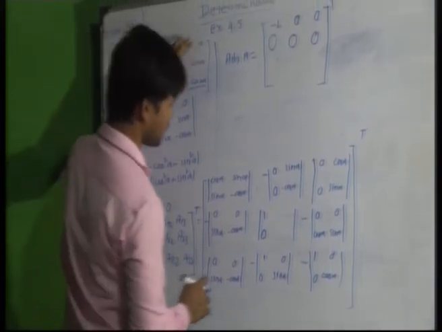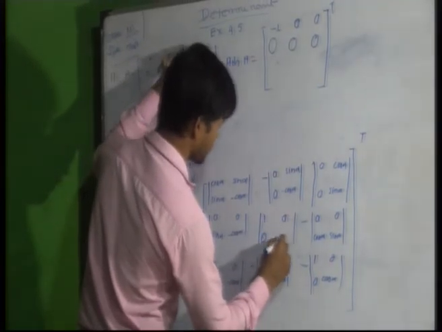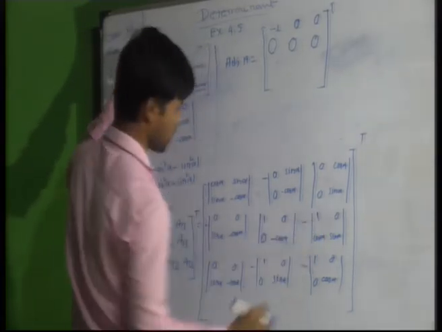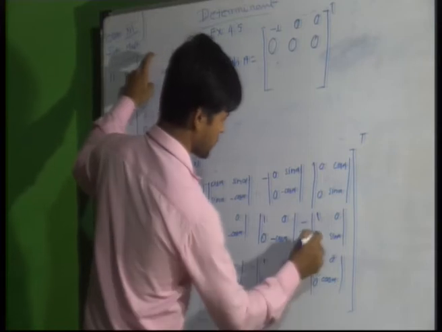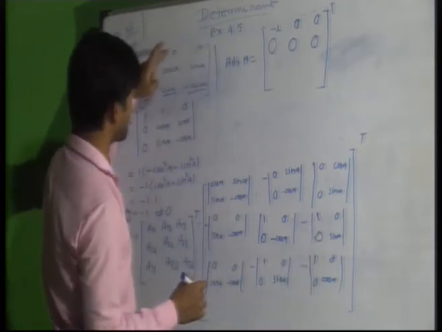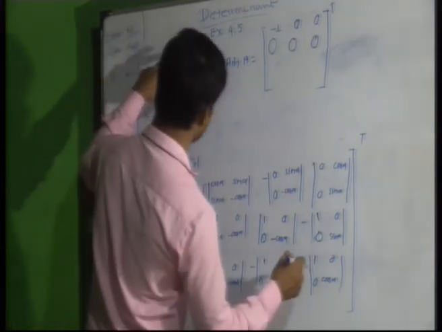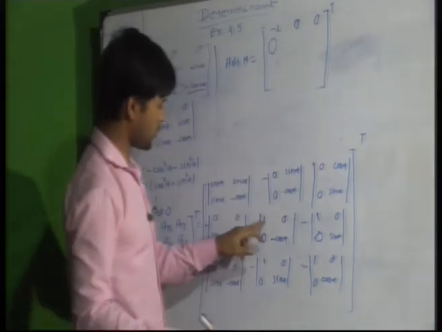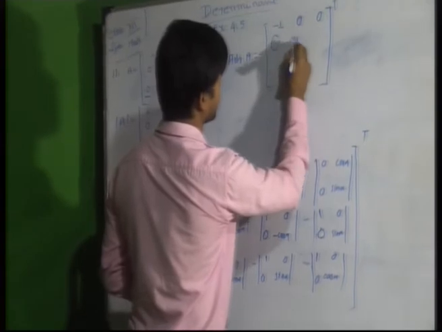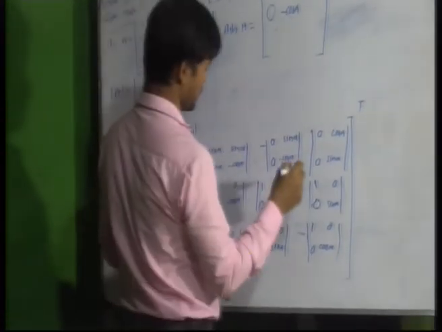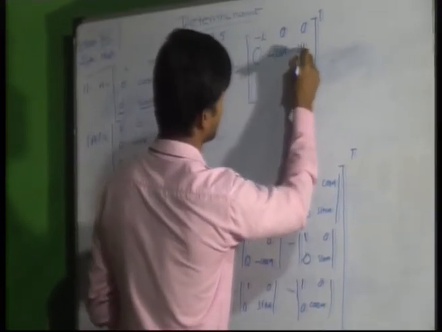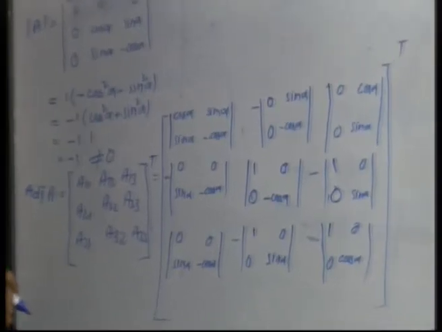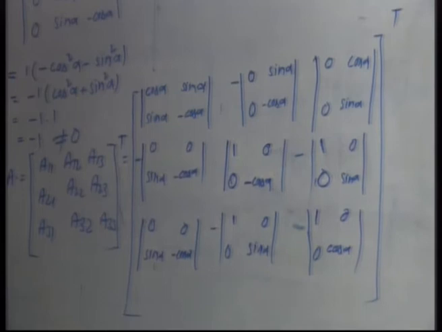1 0 0 minus cos alpha, and this element is 1 0 0 sin alpha. Okay, so the value of this determinant is equal to minus cos alpha, and the value of this determinant is equal to minus sin alpha. So the second row of the matrix is minus cos alpha, 0, minus cos alpha, minus sin alpha.